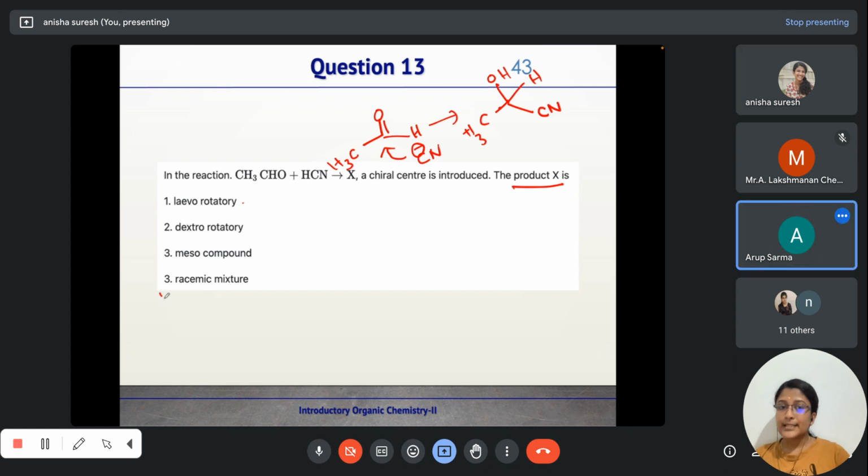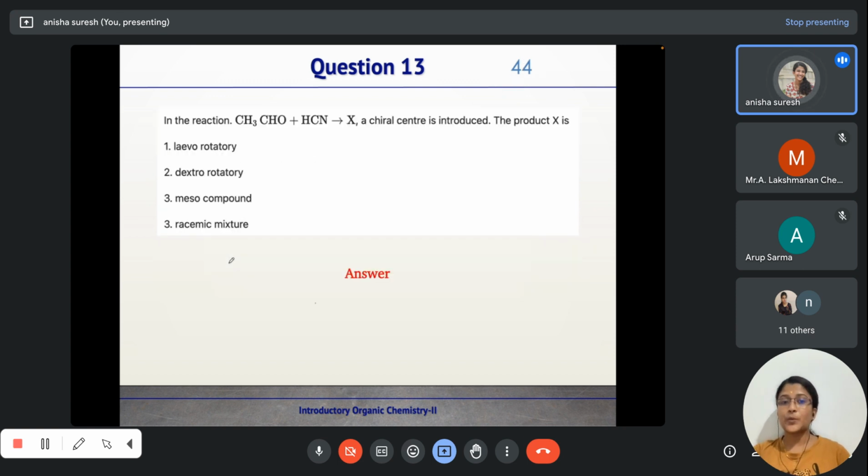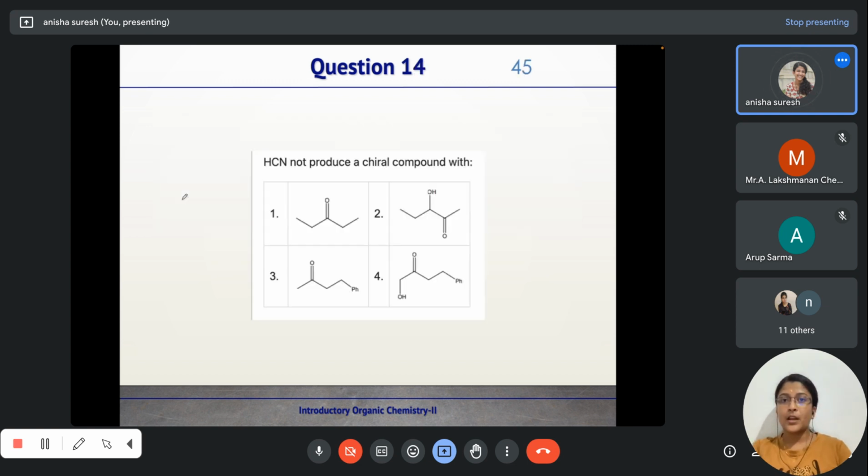Racemic mixture will be the correct answer because we have seen a similar reaction where we have done LAH addition, like reduction with LAH. In that case, we get both the S and R isomers in 1:1 ratio. So if S and R products are obtained in 1:1 ratio, then it is called a racemic mixture. So the correct option will be option 4, that is racemic mixture.